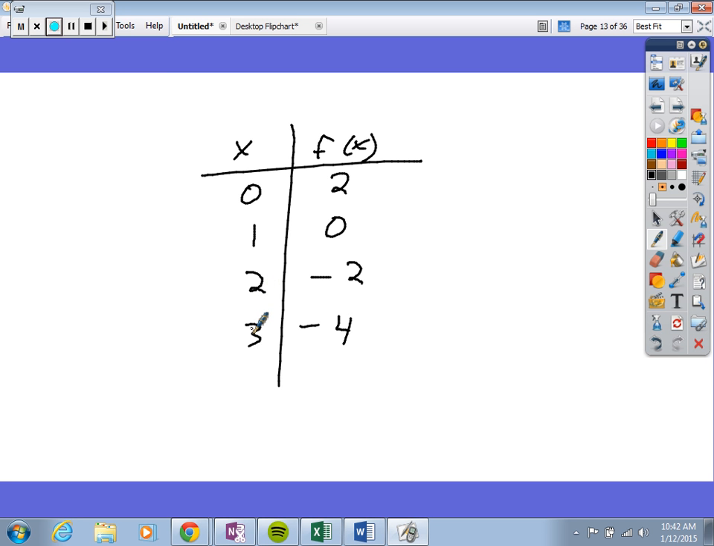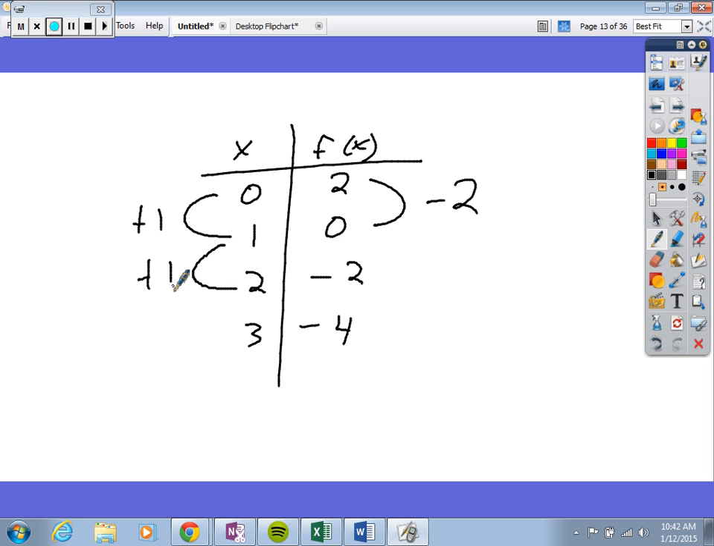The next thing about linear functions, we have to have a slope. That means that it must be consistent in the way x's go with the way y's go. So let's look at this first x, 0 to 1. That's a plus 1. F of x, 2 to 0. That's a down 2. X again, this 1 to 2.